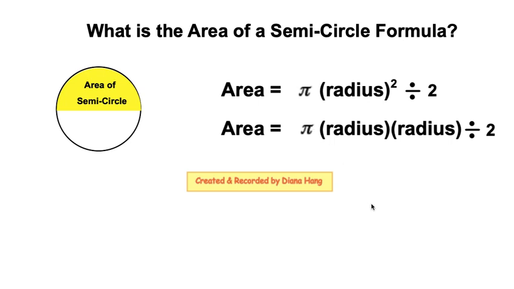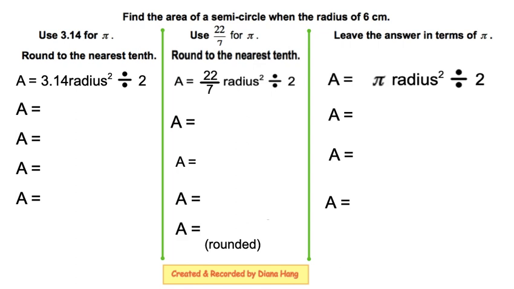So let's take a look at an example. So here we want to find out the area of a semicircle when you know that the radius is 6 centimeters. So we'll be using 3 different ways of solving because we have 3 different values for pi. The first one will be 3.14 being replaced for the symbol pi. So here we have the area formula is pi times radius squared divided by 2.